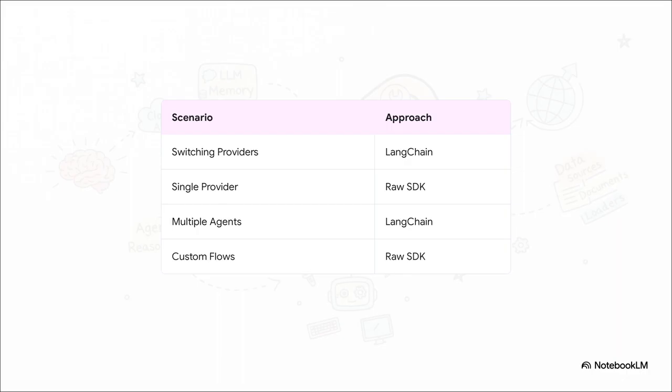But look at those bottom rows. If you are totally committed to a single provider and want zero extra dependencies, or if you have highly custom, unusual flows where you need maximum long-term maintainability, the raw SDK is actually your best bet. Honestly, sometimes writing a 30-line loop yourself is way cleaner and more maintainable than learning a massive framework's specific quirks.